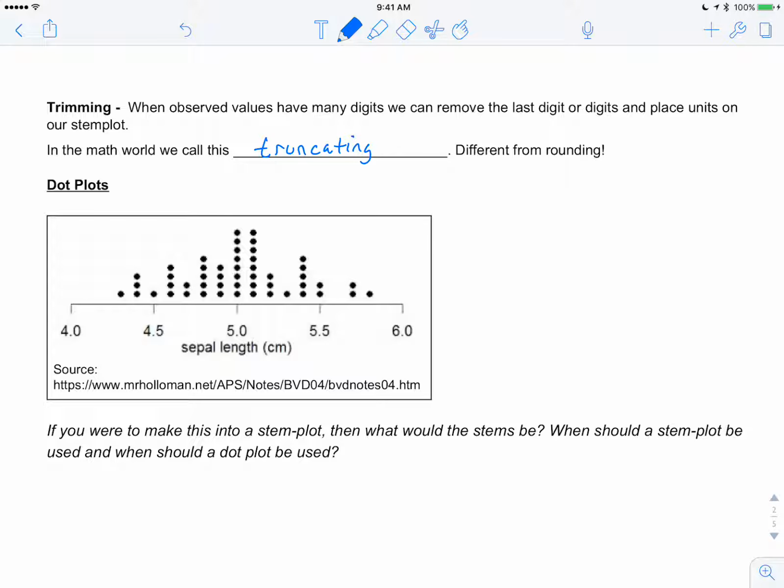So, if we had $18,643, we could make that 18,000. Some of you might say, well, that's rounding down. Well, actually, it's not. If we were rounding to the nearest thousands place, it would be 19,000. But we're just going to truncate here. We're not going to do rounding, and it's just chopping off information. So it's a little bit different mindset than rounding. So think about that when you're doing trimming.